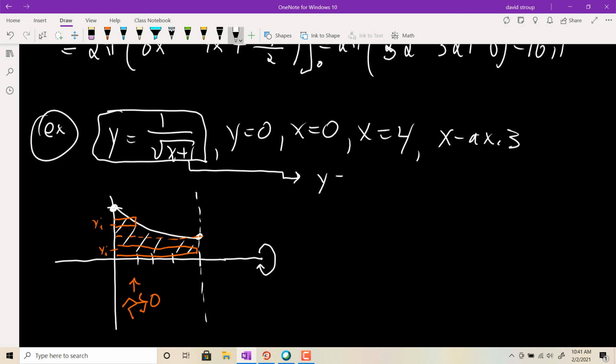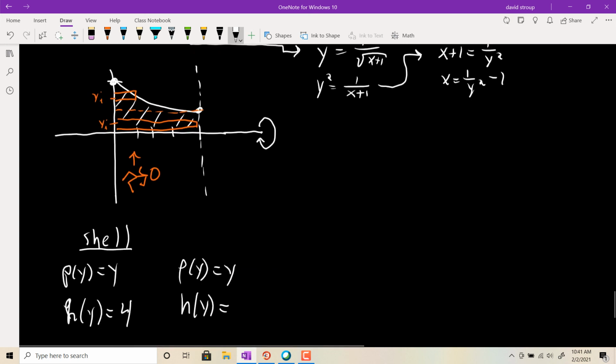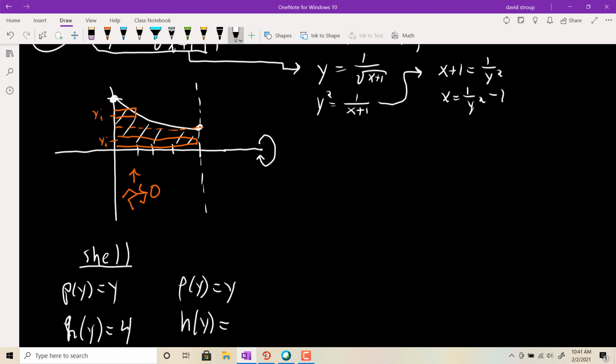So y equals 1 over square root of x plus 1. Square both sides. y squared is 1 over x plus 1. Multiply both sides by x plus 1. Divide both sides by y squared. You end up with x plus 1 equals 1 over y squared. And then finally, x equals 1 over y squared minus 1. So the second height function is just that, the 1 over y squared minus 1.